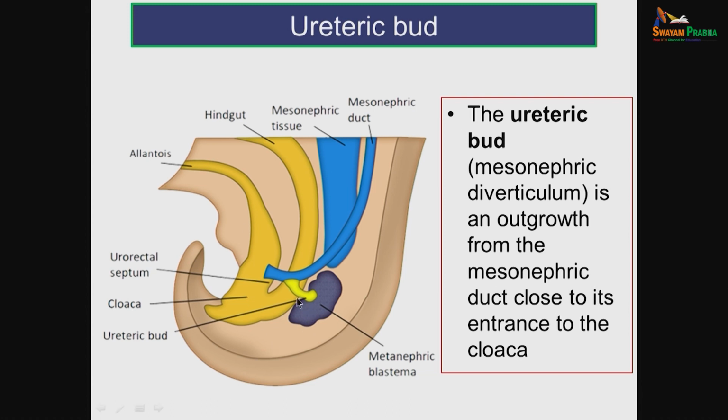So, at this stage there is a bud arising from the mesonephric duct. From where is it arising? From the mesonephric duct, close to its entrance into the cloaca. So, this bud is the ureteric bud, also called the mesonephric diverticulum, because it is arising from the mesonephric duct. So, now we will focus on two things. One is the ureteric bud, the mesonephric diverticulum. Another one is the metanephric blastema. The fate of these two will be discussed in the next few slides.